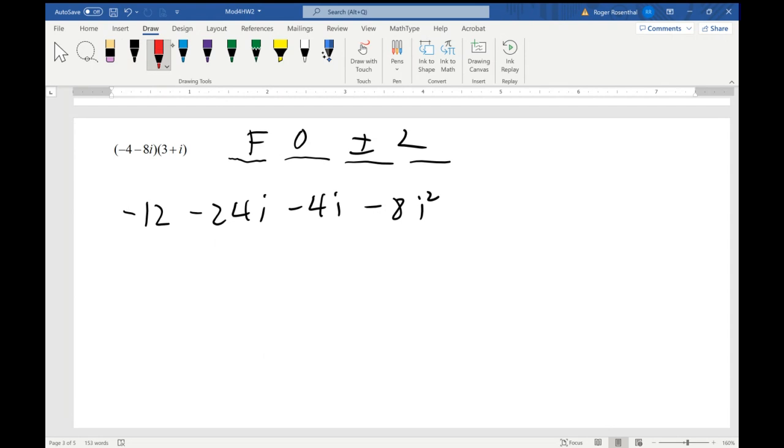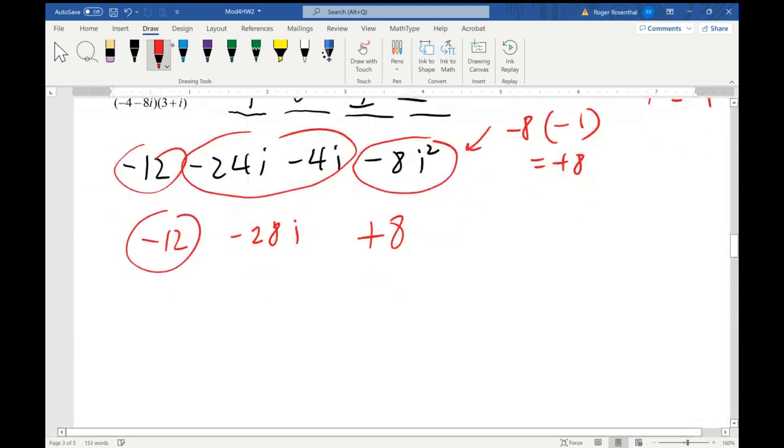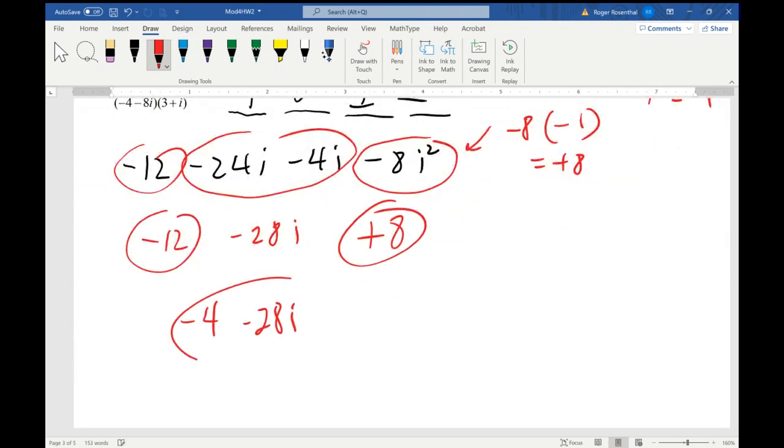Before I do the other ones, let's take a look at this. This is minus 8 times i squared. You may remember that i squared is negative 1, so it's minus 8 times negative 1, which is positive 8. So this part becomes positive 8. This is negative 12. These are like terms, which gives me negative 28i. And these I can combine to get negative 4, and so we end up with negative 4 minus 28i as our final answer.